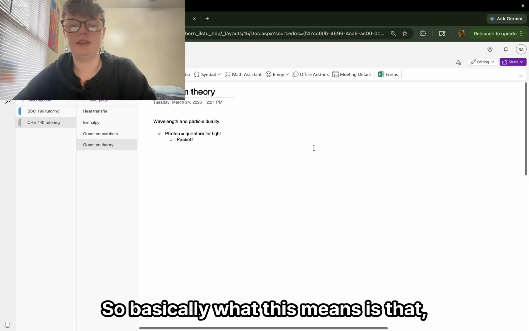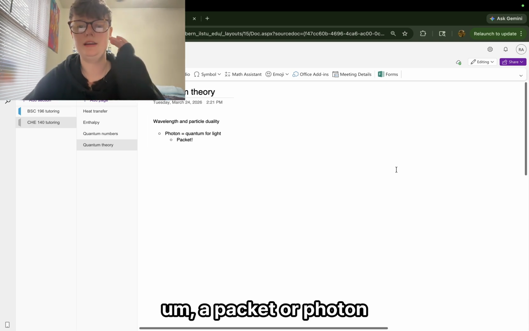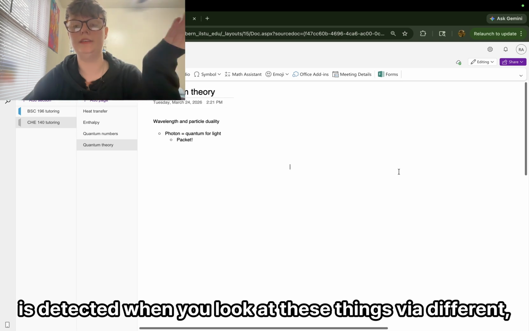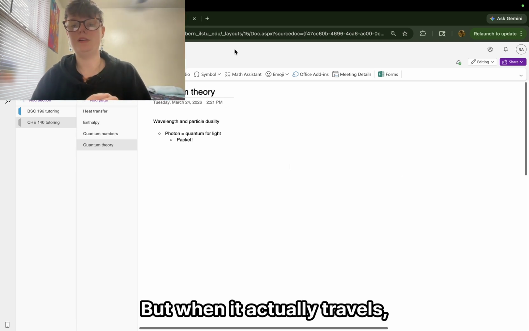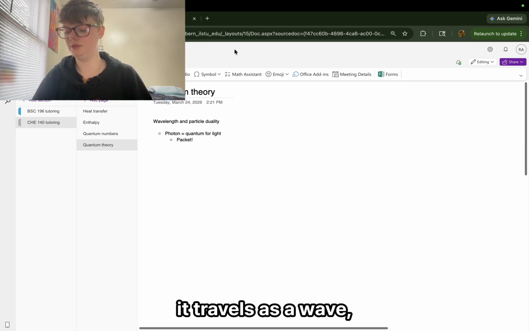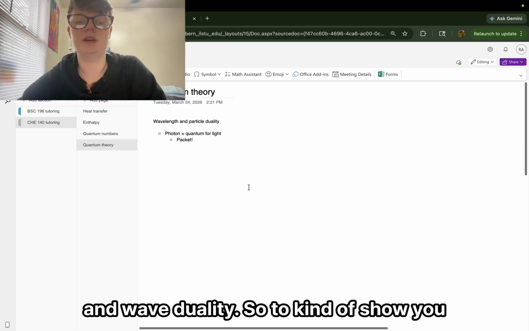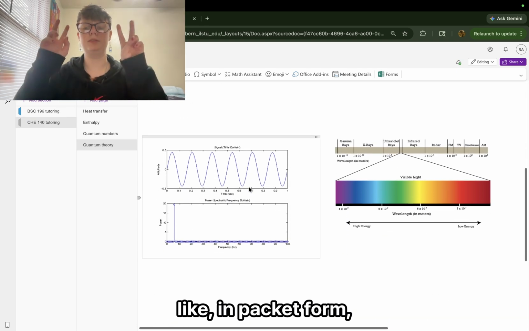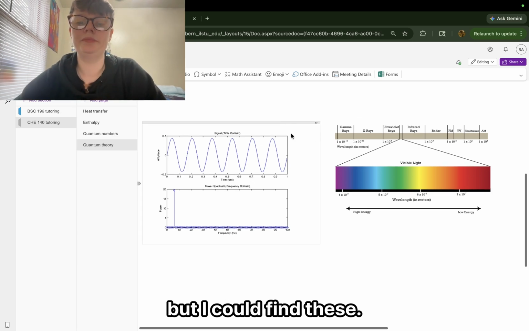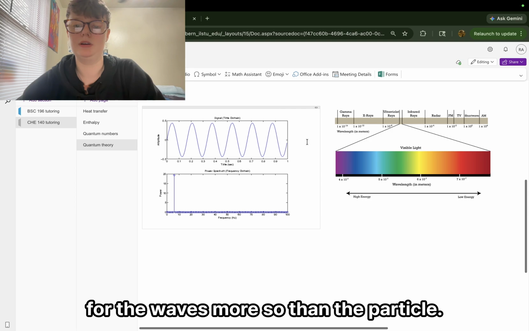So basically what this means is that a packet or photon is detected when you look at these things via different technology, but when it actually travels, it travels as a wave, so that's how it has particle and wave duality. To show you a picture of some of this, I couldn't find a good picture of a photon in packet form, but I could find these. You're going to need to know all the different stuff for the waves, more so than the particle.